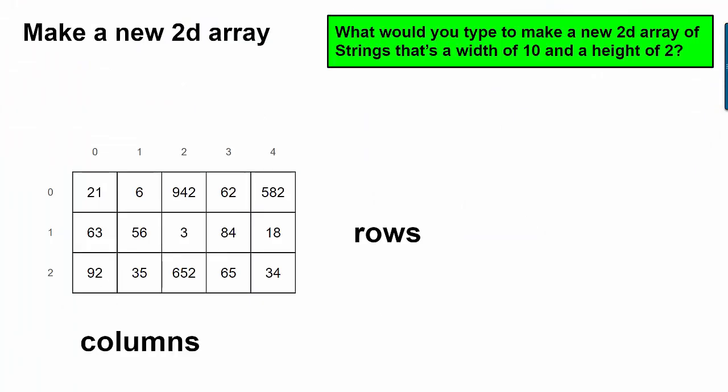What would you type to make a new two-dimensional array that holds strings whose width is 10 and whose height is 2? And this picture has very little to do with this question. I just wanted to have a picture of an array there for you to think about, and also to remember that these horizontal things are the rows and these vertical things are the columns.